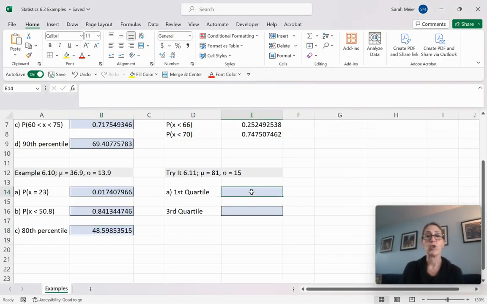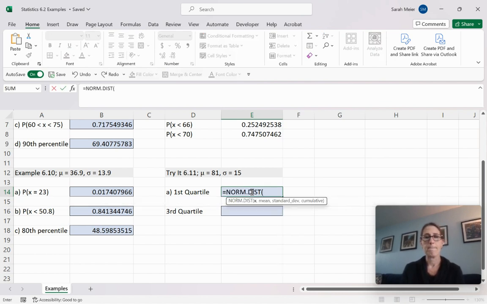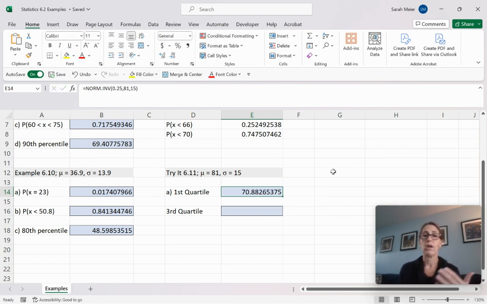So over here, first quartile, remember what percentage that is? So that's 0.25 or 25%. So norm.distribution. What am I doing? I want to find the value for that percentile. So I need the norm.inv formula. I don't have my x yet. So I need the norm.inv formula, and I'm going to put my probability in. The mean is 81, and the standard deviation is 15. I get out an exam score of 70.8 or 70.9.